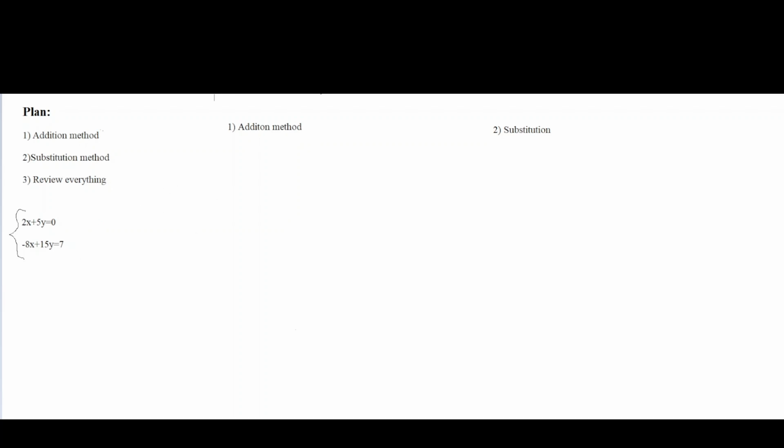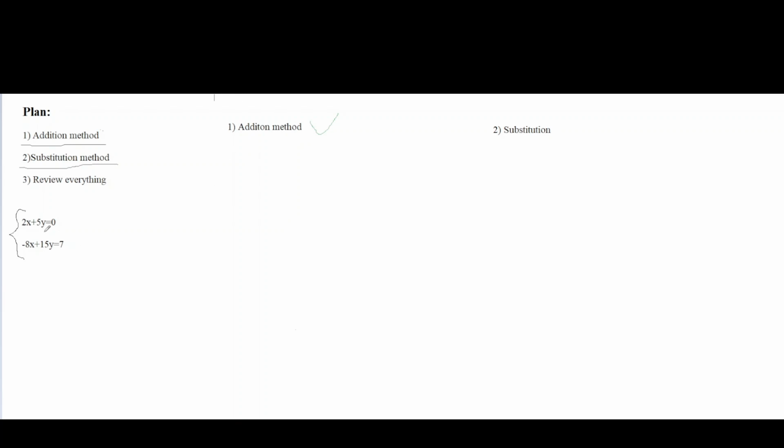And then here are two ways how to solve them. First of all, it's the addition method, and then the substitution method. This is basically the plan of our today's lesson. So now let's look at our addition method, and now we're going to solve the system of our first problem.